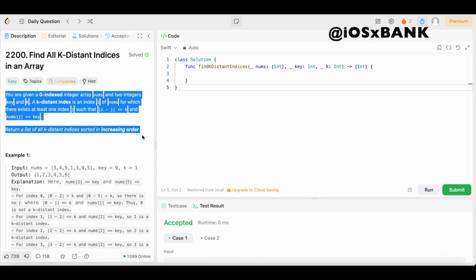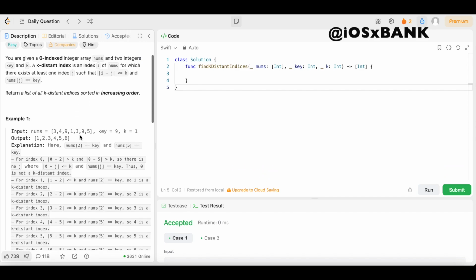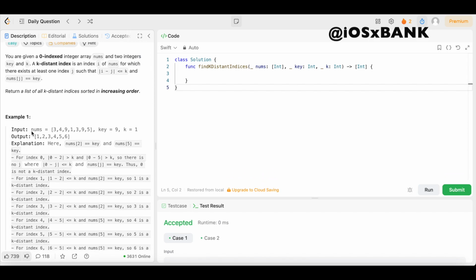All right, y'all, so that may seem a little bit confusing at first, so let's go ahead and take a look at these examples just to make sure we're doing this problem correctly. So in example 1, we have the input nums equals an array of integers 3, 4, 9, 1, 3, 9, 5. The key is 9 and k is equal to 1. Our output is an array of integers 1, 2, 3, 4, 5, and 6. So let's go ahead and look at these explanations just so we can make it make sense and understand how they got this output from this input.